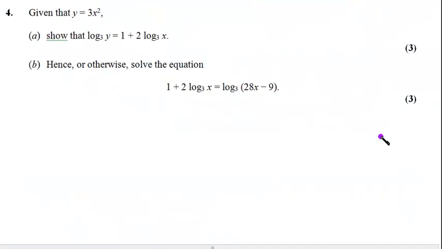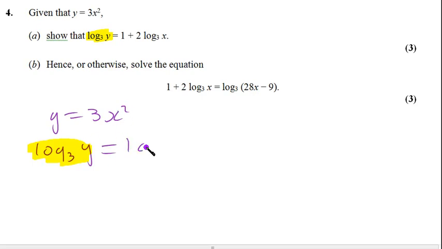Question 4. Given that y equals 3x squared, show that log 3 of y equals 1 plus 2 log 3 of x. That's the first bit we're going to do. So y equals 3x squared. Well, let's take log to base 3 of both sides. So log to base 3 of y, because we've got log 3 of y, so it just makes sense that we make these two things match up. So let's just take log base 3 of both sides. And if we do that, we get log base 3 of 3x squared.